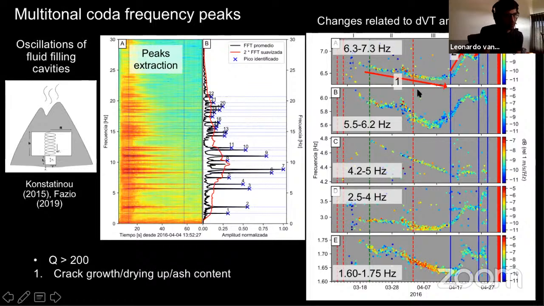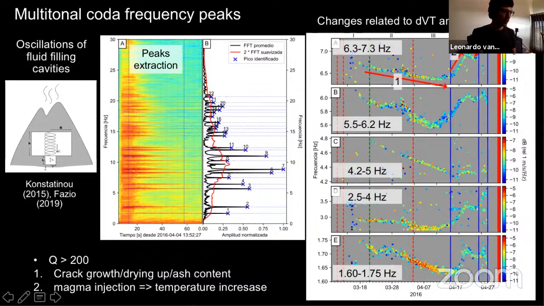So in this first stage of decrease of frequency, this could mean different things, maybe a combination of them. Maybe the crack or this cavity is growing and maybe also drying up, so this will lower the frequency. And also if some ash is added to this fluid, the frequency will decrease.